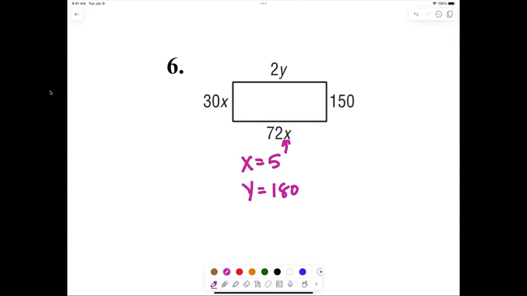Come on, this is what I was trying to tell some of you. Now's the time. Don't just sit there and write down the answers. Do you agree X is 5? These two are equal. So X is 5. So now 5 times 72 is 360. So that means 2Y is equal to 360.